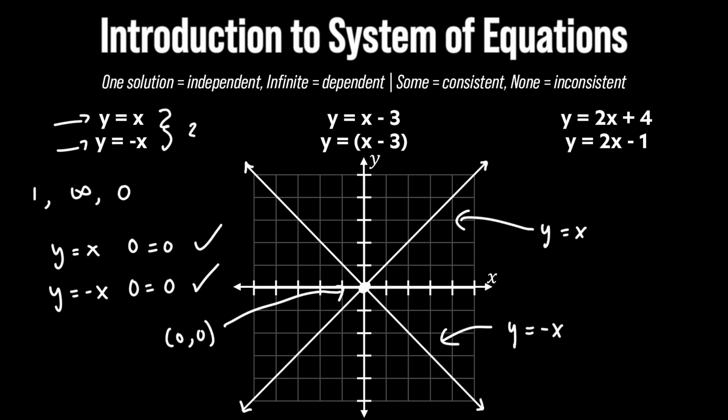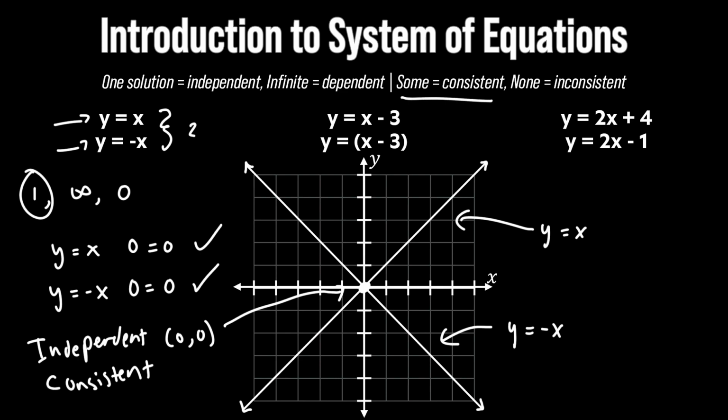So for this first problem, it has one solution, which means it's independent and consistent. So how do you know if something's consistent or inconsistent? It's pretty easy. It's consistent if there's some solutions, so one or more, and it's inconsistent if there's none.